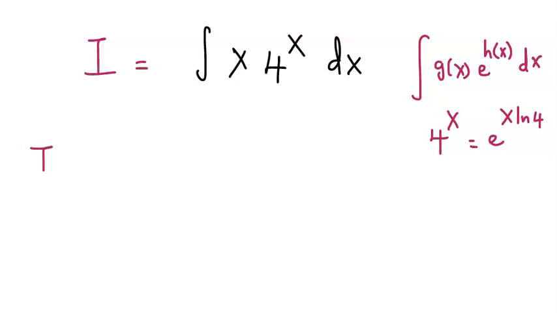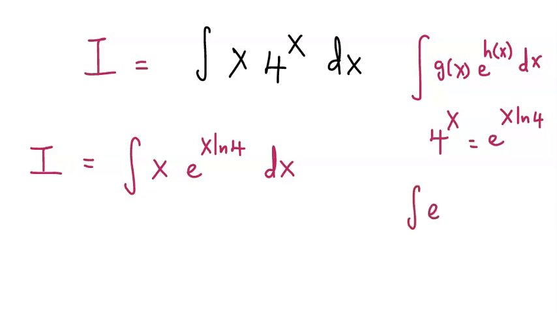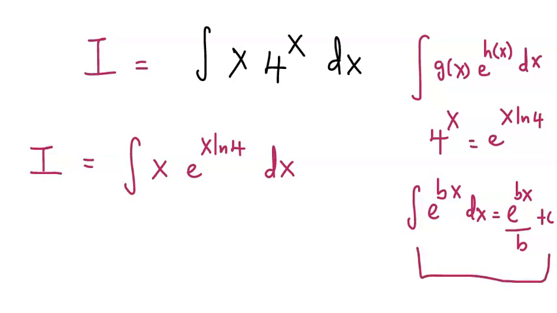So calling this integral I, we get I is equal to the integral of x times e raised to the power of x multiplied by the ln of 4 dx, okay? So let's take note of this standard integral formula. Remember that the integral of e raised to the power of, let's say, bx with respect to x is equal to e raised to the power of bx divided by b, plus c. You will see when this will be very useful in this video, okay? So let's start with our integration by parts method, okay?